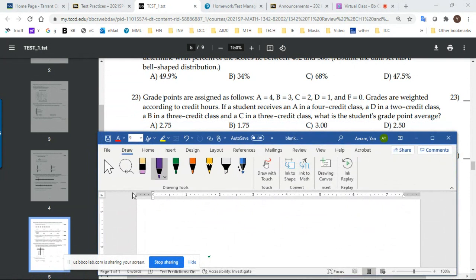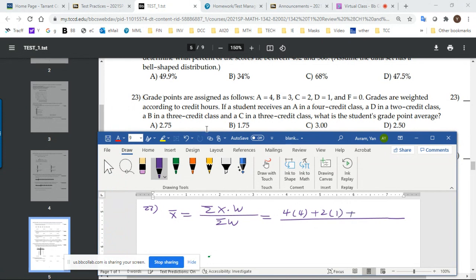Okay, so how do we do this type of question? We have what is called the weighted mean, right? The sum of x times the weight, divided by the sum of the weights. So we can look at this one right here. A student receives an A in a 4 credit class. So 4 credits, you got an A, which is 4 points, right? And then a D in a 2 credit class. D, 2 credits, D is 1 point.